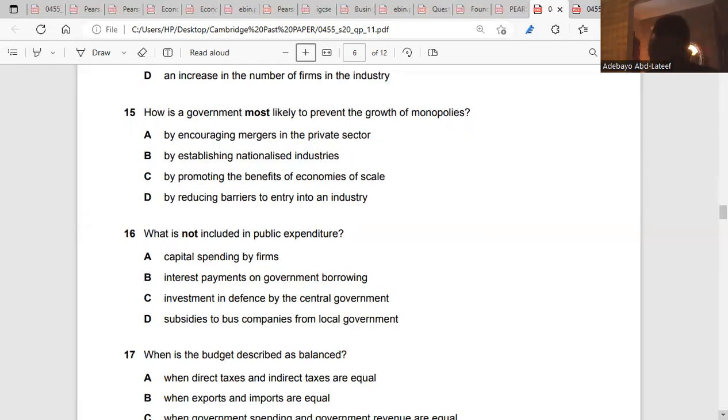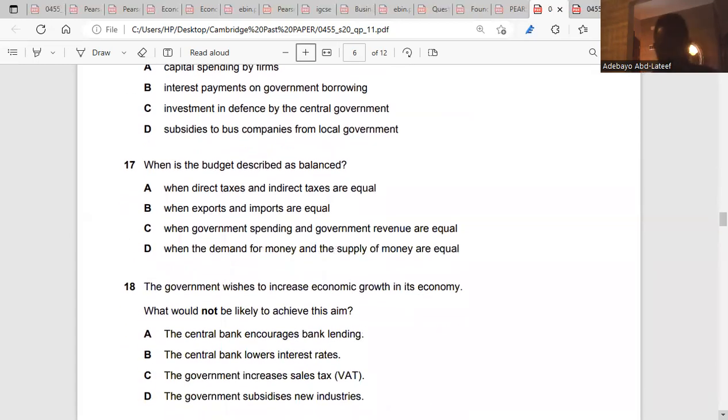17. When is the budget described as balanced? The budget is balanced if expenditure is equal to revenue. Okay. So the answer is what? C. If government spending is equal to government revenue.